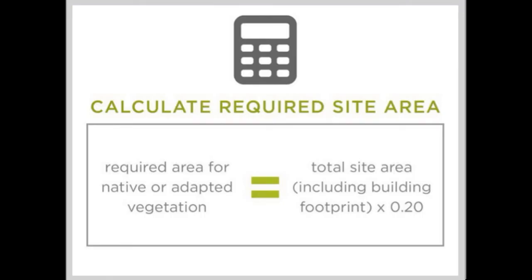The first step is to use this equation to determine the total site area that must have native or adapted vegetation. If the total area available for vegetation is less than the required minimum, the project is not eligible for option 1 and must pursue option 2 to earn this credit.